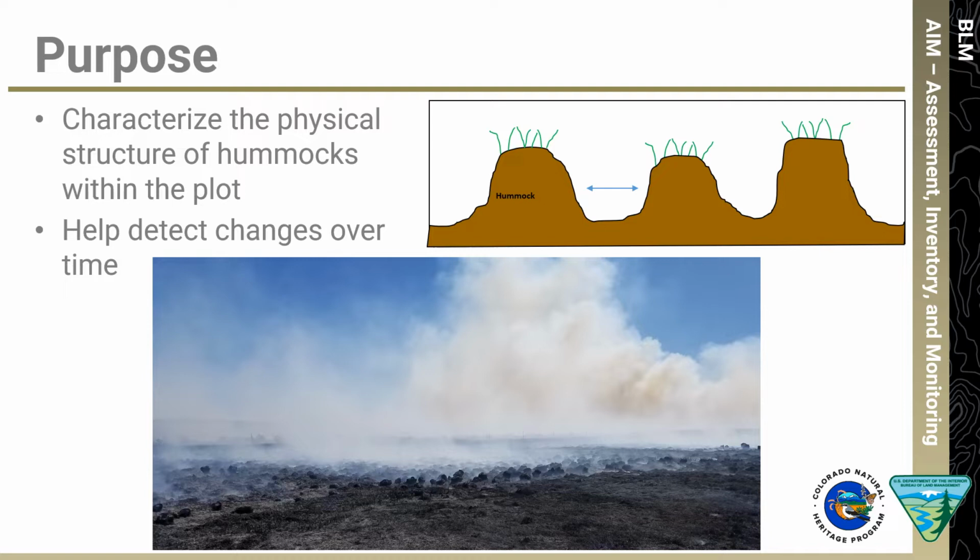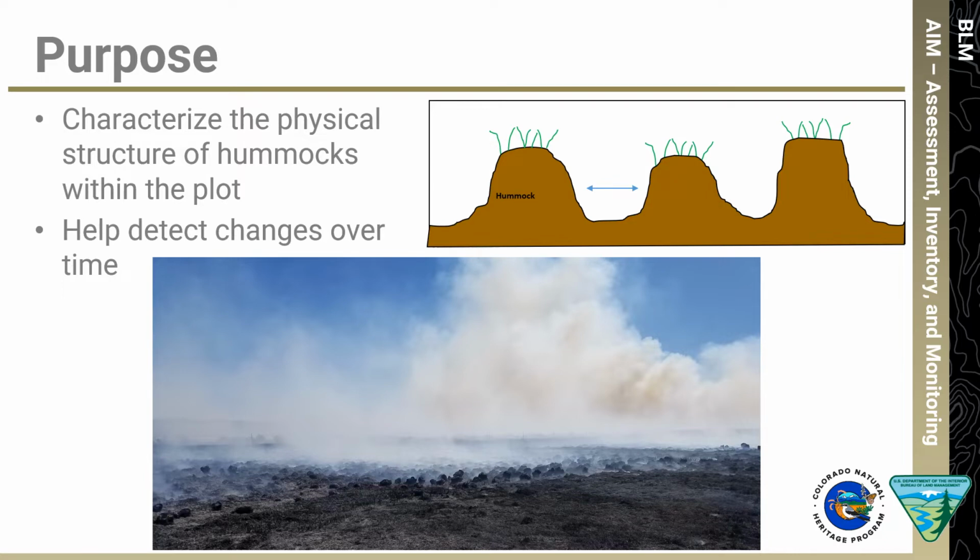Hummock data is a contingent method when applying the riparian and wetland AIM methods. Contingent methods are only used where relevant and when they are important for management purposes, and are not necessarily applicable in all sites. Project leads will decide if and when these methods are carried out based on monitoring objectives.